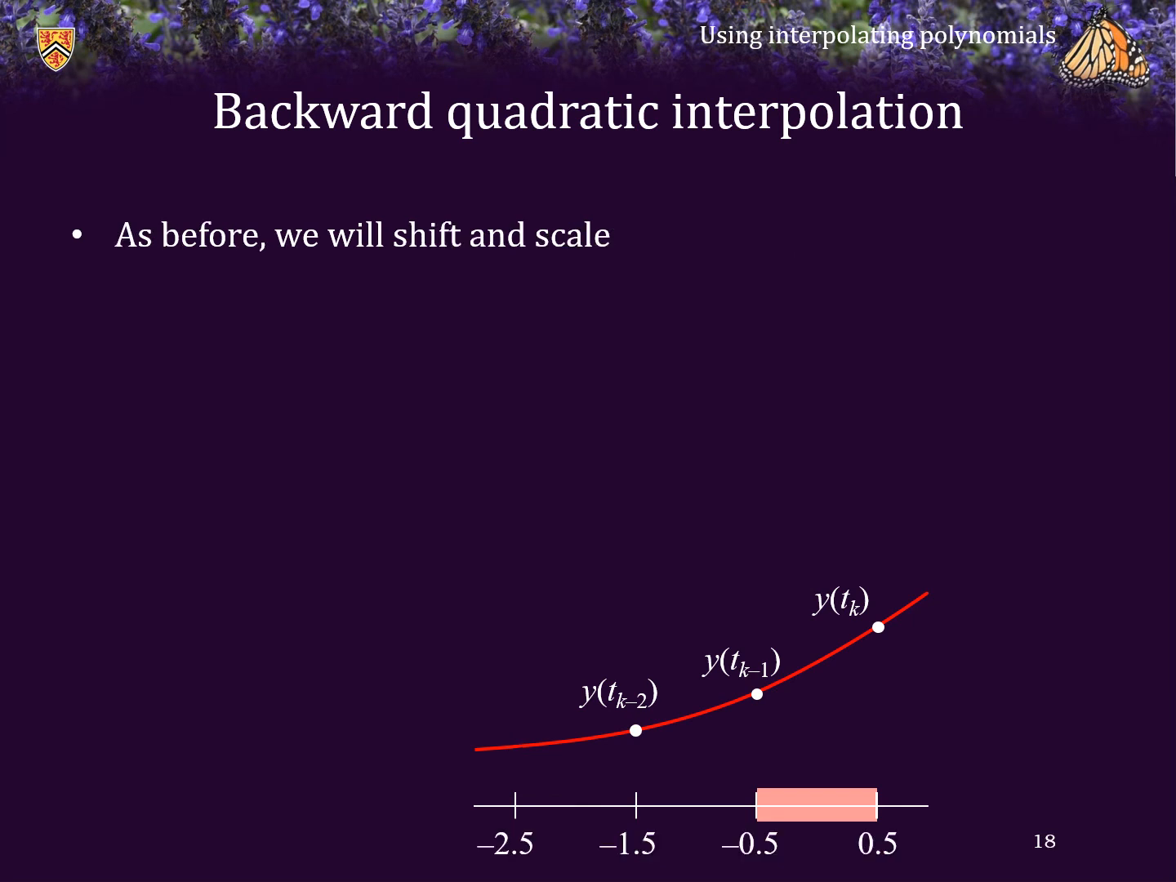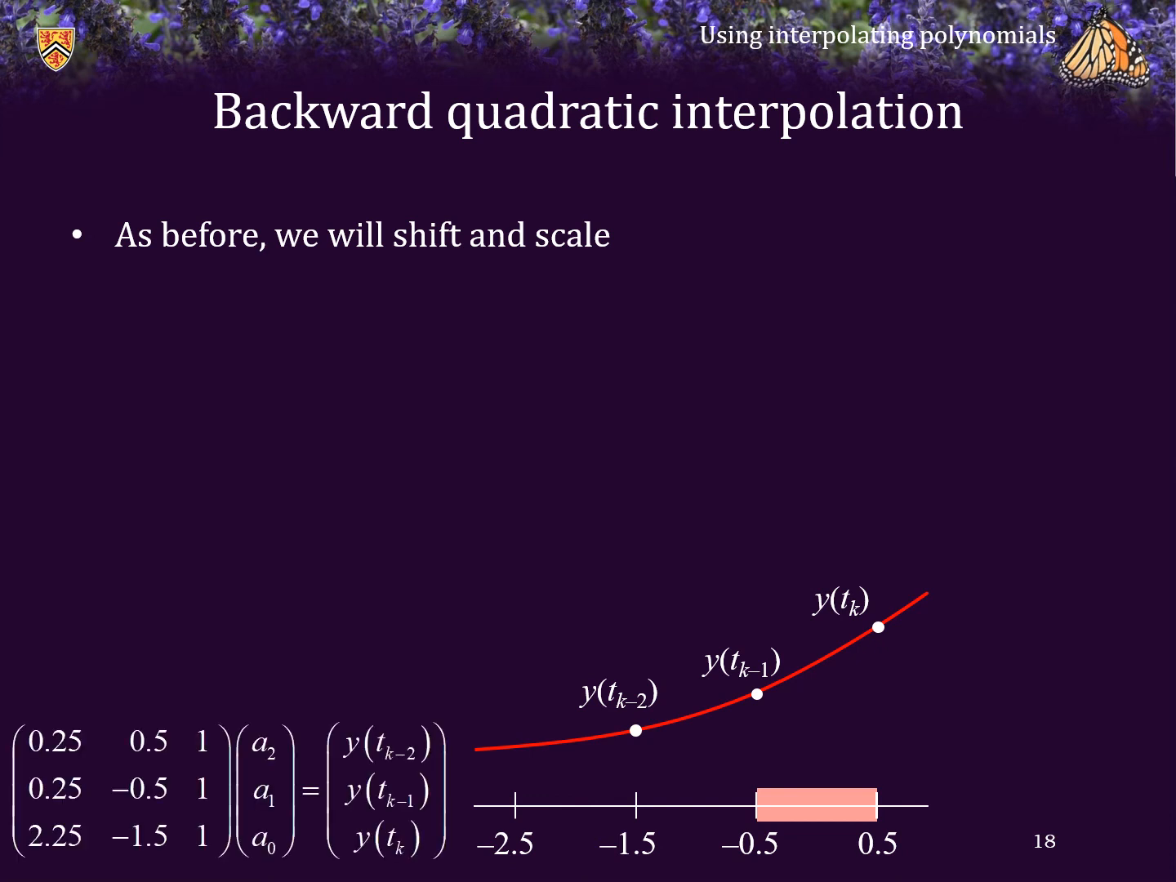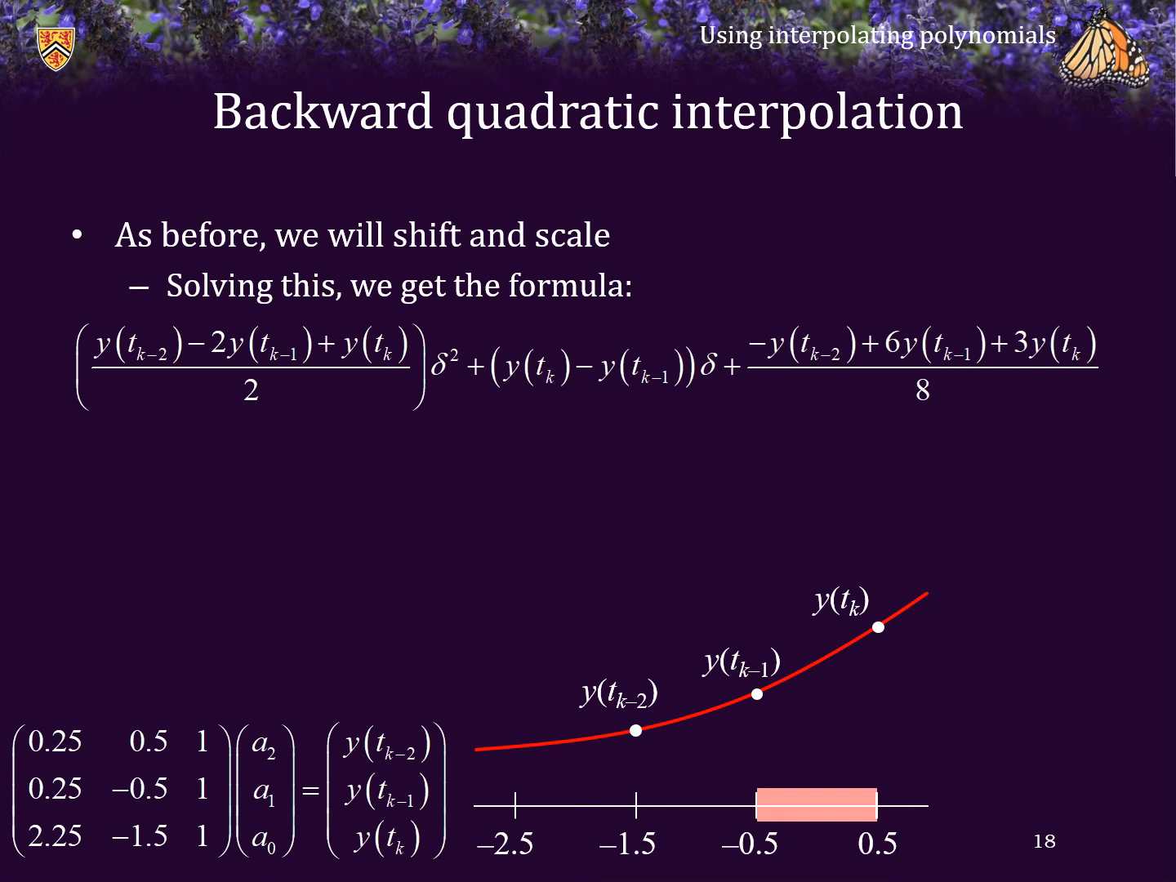As before, we are going to shift and scale so that the values of delta will fall between negative 0.5 and 0.5, therefore giving reasonable values when we finally apply Horner's rule. Now, given those last 3 points, 0.5, negative 0.5, and negative 1.5, we can write down the Vandermonde matrix that we would have to solve. If we solve this, we get the coefficients we see here. Again, reasonably straightforward.